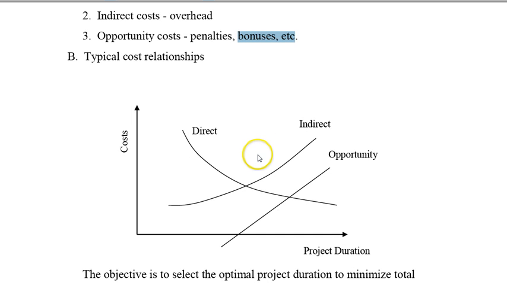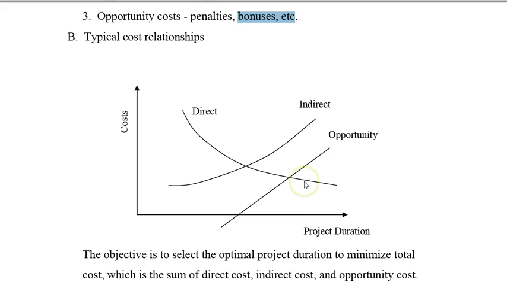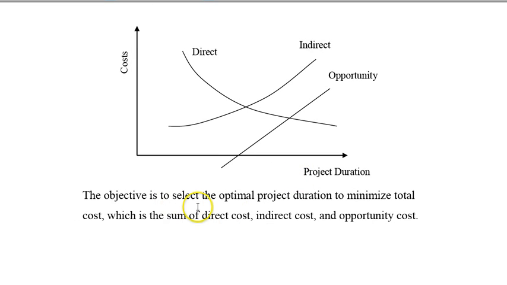So this is a typical relationship between them. Direct cost goes down as the duration of the project goes up. Indirect cost goes up, and the opportunity cost goes up if the duration of an activity is delayed beyond a reasonable amount of time. So the objective here is to select the optimal project duration to minimize total cost, which is the sum of the direct, indirect, and the opportunity costs.